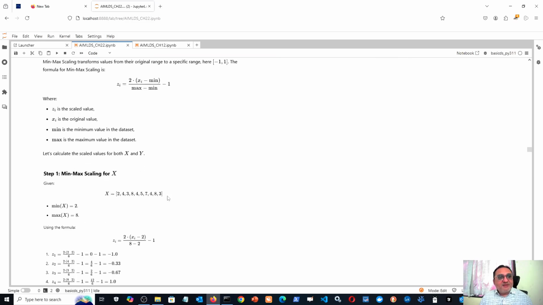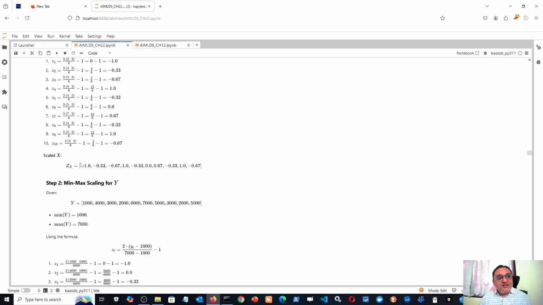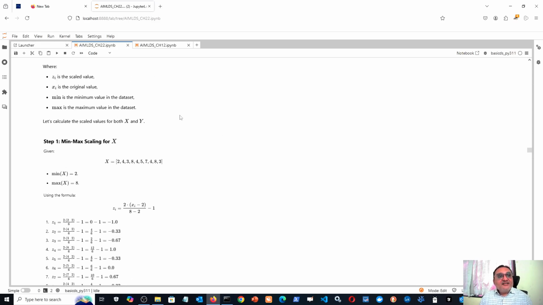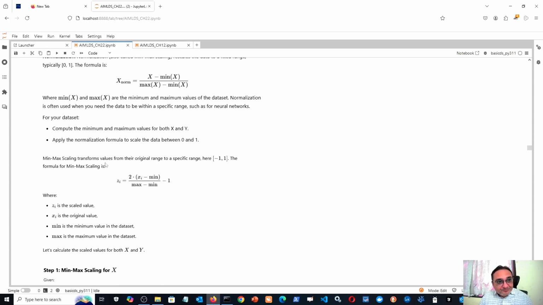That is maximum minus minimum value of this observation. Then we get this list, and we say that x has been normalized. That is, x has been converted into the min-max scaled version of x, and that is called zx. But here, this minimum value and this maximum value are all found from the column x.